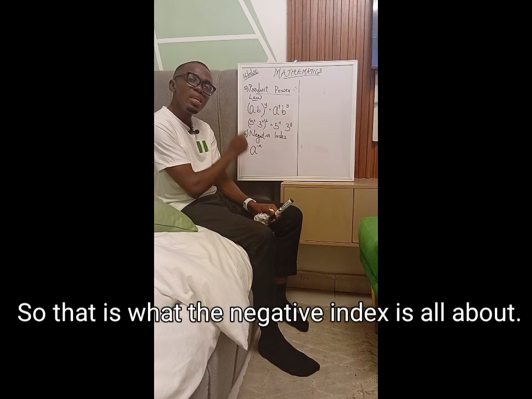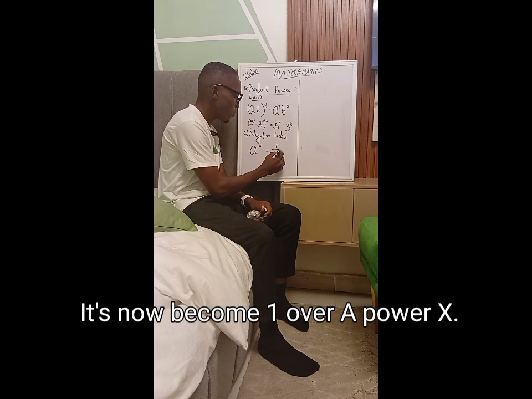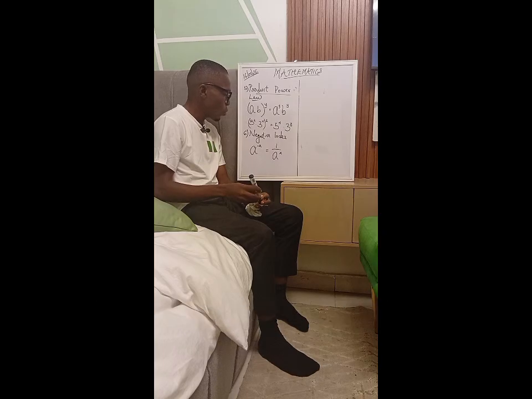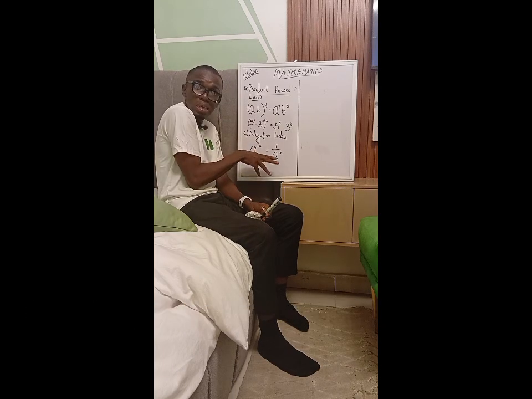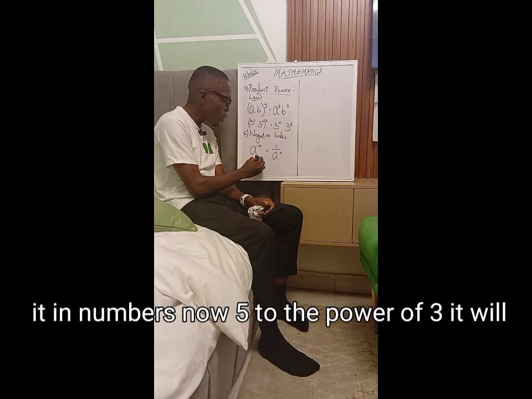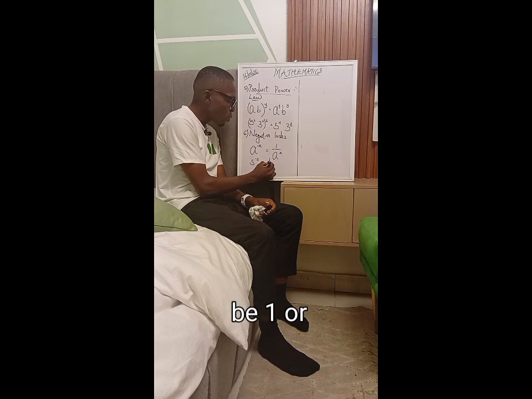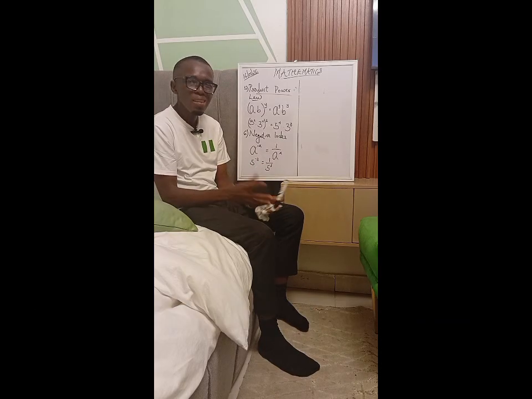So that is what the negative index is all about. This will now become 1 over a power x. So what happened is that all of them ran under the table. That's where they ran to. So if I have it in numbers now, 5 to the power of minus 3, this will be 1 over 5 to the power of 3. That's how it works. That's for negative index.